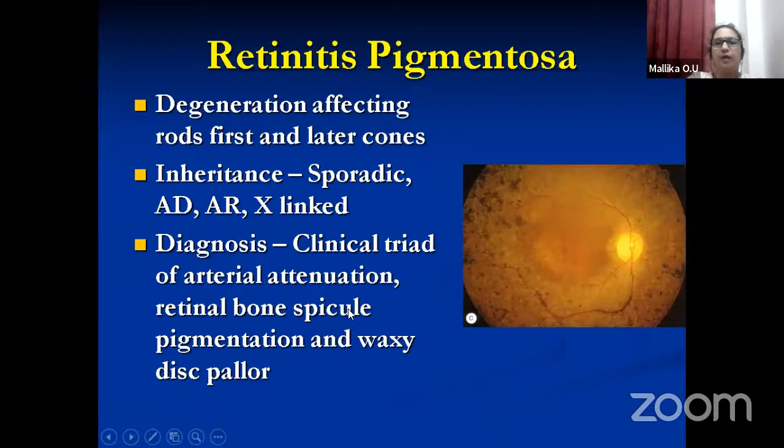The diagnosis: how will you arrive at a diagnosis of retinitis pigmentosa? We describe the classical triad of retinal arterial attenuation. You cannot see the arteries; only the blood vessel seen is the retinal vein. That is, arteries are attenuated. Attenuated means invisible. Arteries are invisible, and you can see the bone spicule-like pigmentation. And when you see the disc, you can see there is a yellowish waxy pallor of the optic disc.